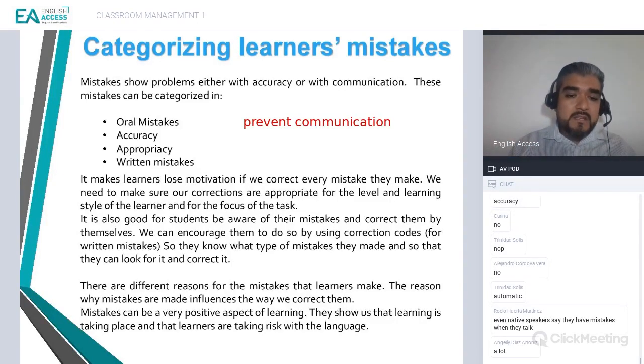Let me finish this. There are different reasons for mistakes that learners make. The reason why mistakes are made influences the way we correct them. Mistakes can be a very positive aspect of learning. They show us that learning is taking place and the learners are taking risks with the language. If students are not making mistakes, they are not learning. Why not? Because if they are not making mistakes, they are not taking the risk of using the language.